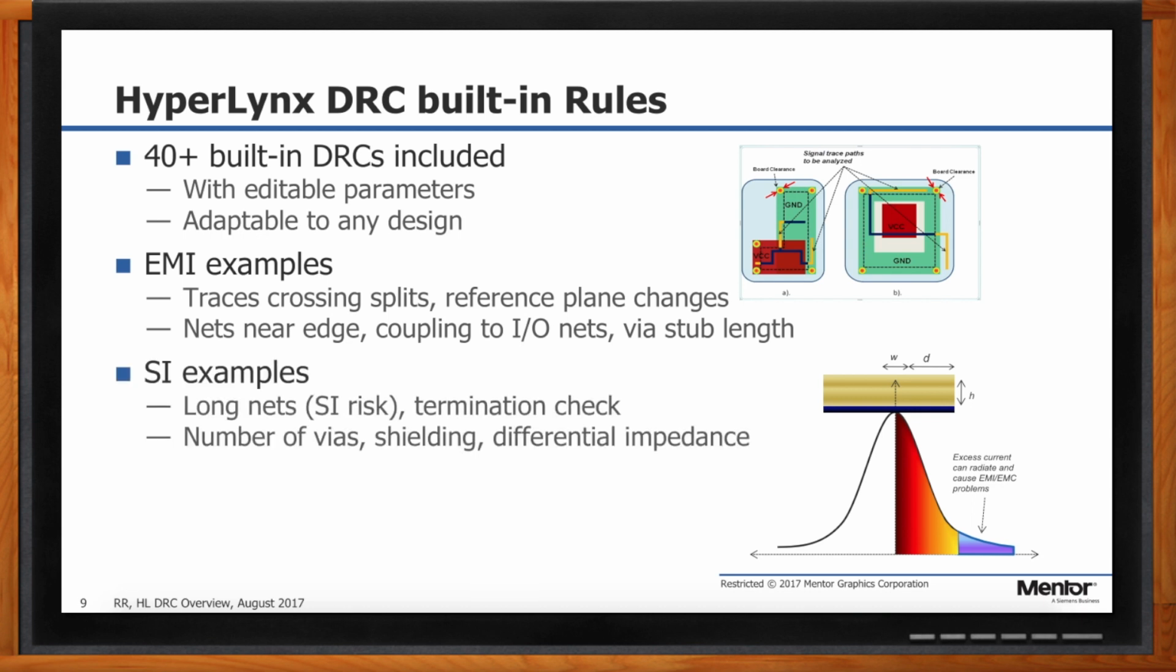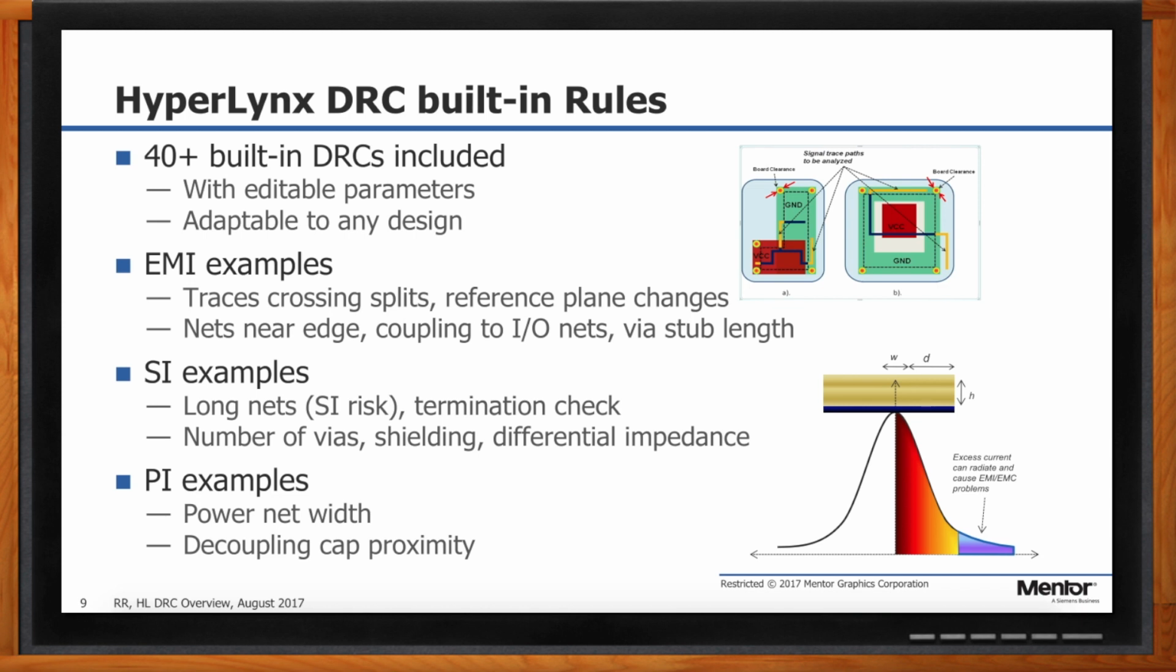There are signal integrity checks as well, like crosstalk examples and differential and single-ended net impedance checks, termination checks. And for power integrity, there's decoupling capacitor proximity checks, making sure that your decoupling capacitors are as close as they need to be to the IC power pins to be effective, and just other built-in power integrity checks that we'll go into. Cool, okay. So a full list of the DRCs are shown here.